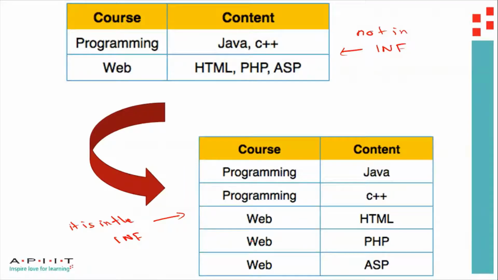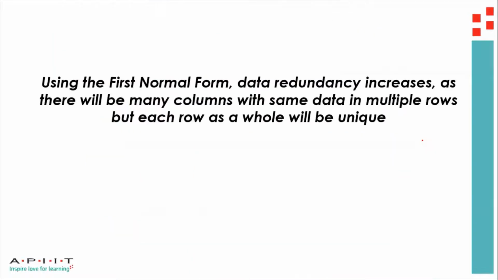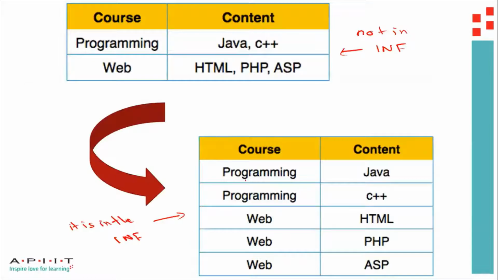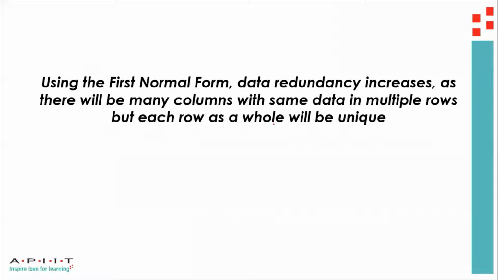Even though we have duplicated data, there is no way to identify the rows individually. So what primary key are you going to select? We can't select any single primary key, so we can make these two fields together the primary key. If we combine both fields, it is unique. But here we have heavy data duplication, so data redundancy increases further, as there will be many columns with the same data in multiple rows. See, same data, programming, web. But each row as a whole will be unique.